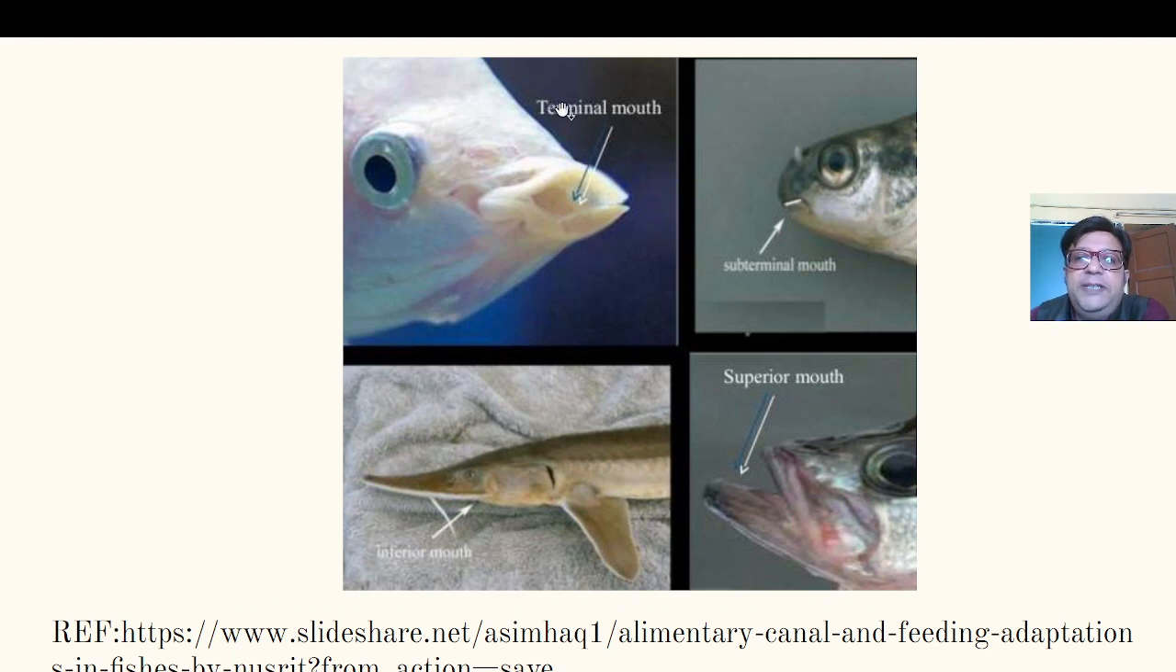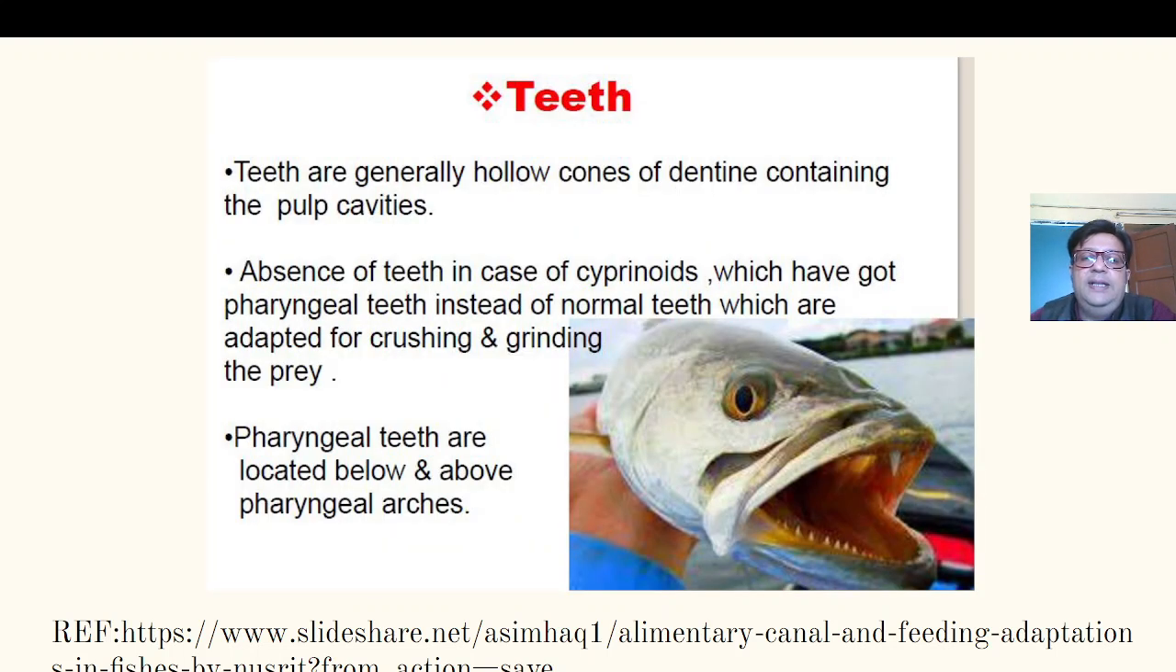So you can see the picture of a terminal mouth. Subterminal mouth is below. Inferior mouth is right underneath. Superior mouth is on the top. Then we go to the next one, teeth.